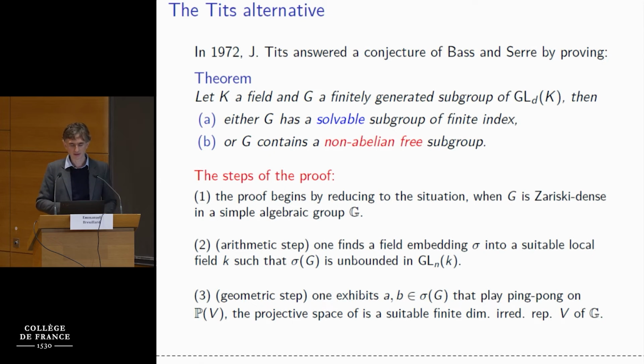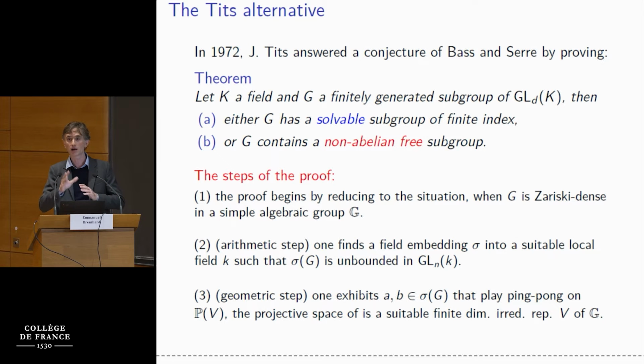But Tits, in this arithmetic step, comes up with a very nice idea: if your group is like this, Zariski dense in your simple algebraic group, even if your algebraic group is over the real numbers and you are in a compact group, for example, then you can always find a field embedding, so a Galois automorphism, that will take the field generated by the entries of A and B and send it to some local field, some completion, in such a way that the new elements, sigma A, sigma B, where you take the same matrices but apply the field automorphism, will generate an unbounded group. So it will be unbounded, because now you're in a local field.